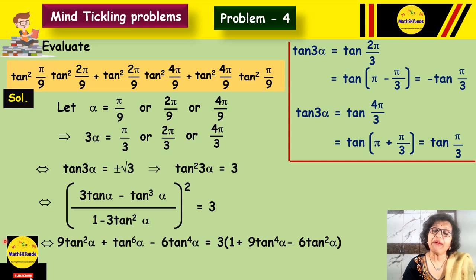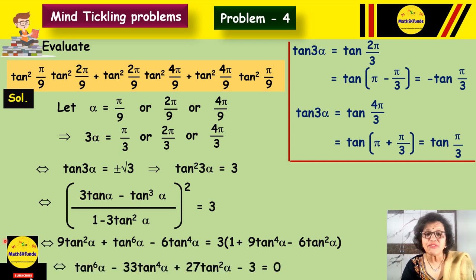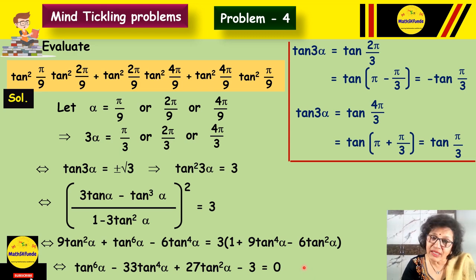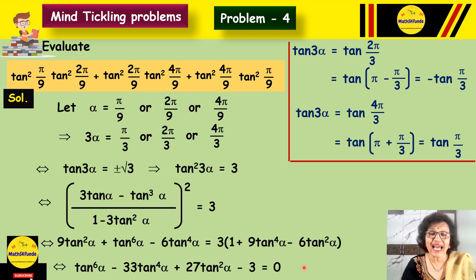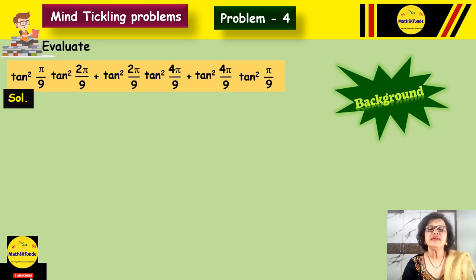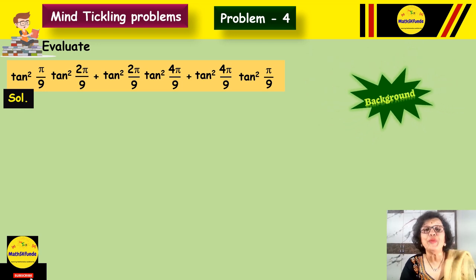And by simplifying, finally, I will get one equation in tan 6th alpha, and there are terms like tan 4th alpha and tan square alpha. Now I can precisely say that this last equation that I have written is a cubic equation in tan square alpha, and that is what my hint was, right? So I get one equation which is cubic in nature and the equation is in tan square alpha. Actually, first understand what that cubic equation is.